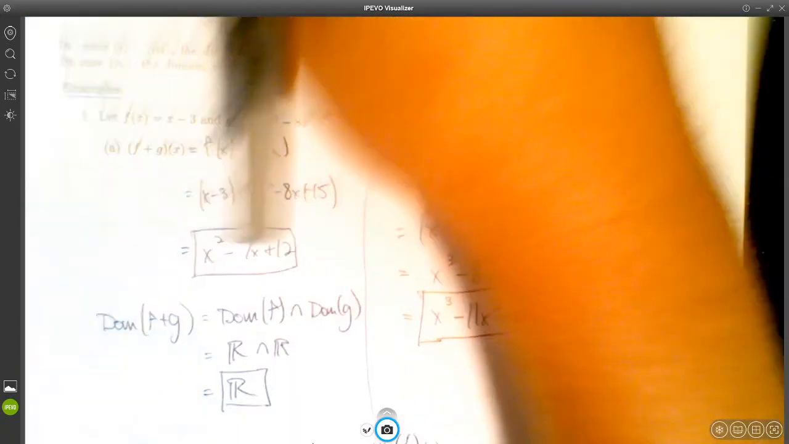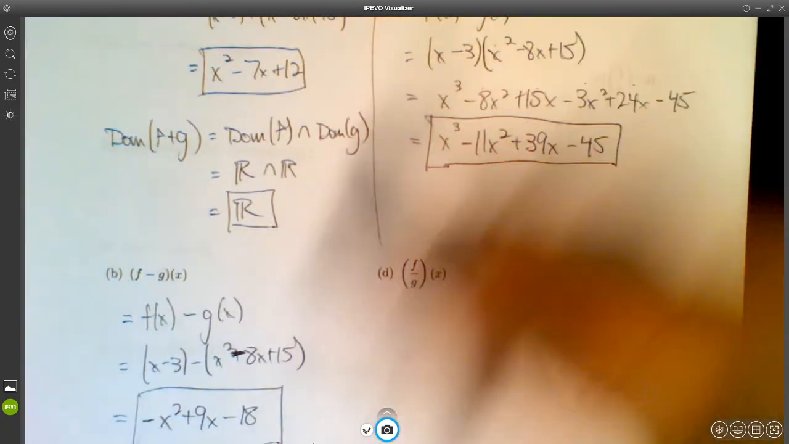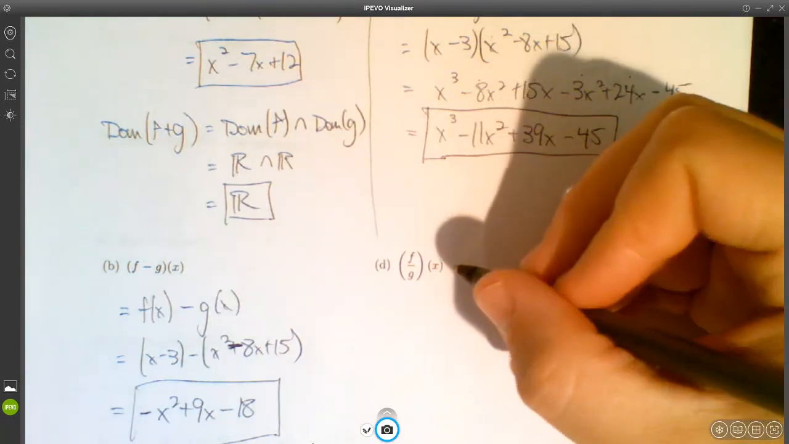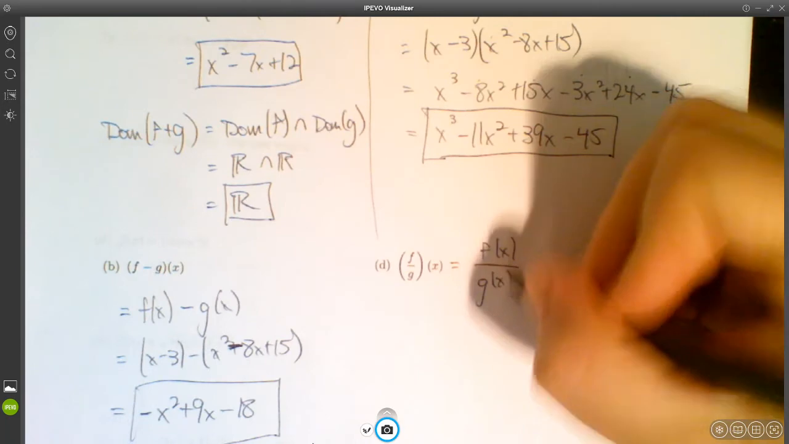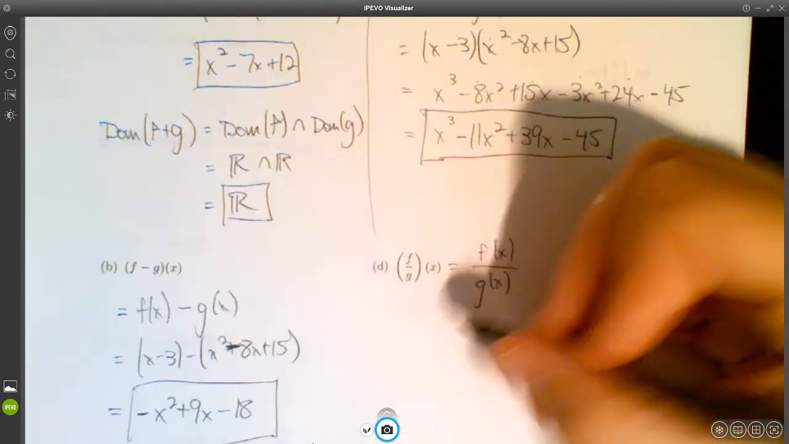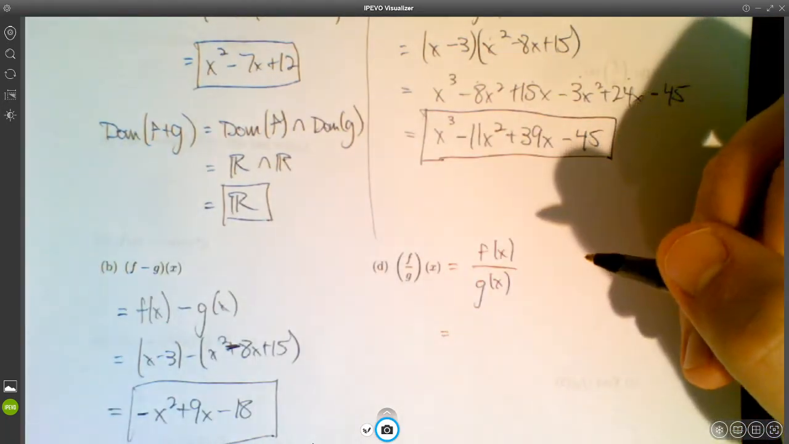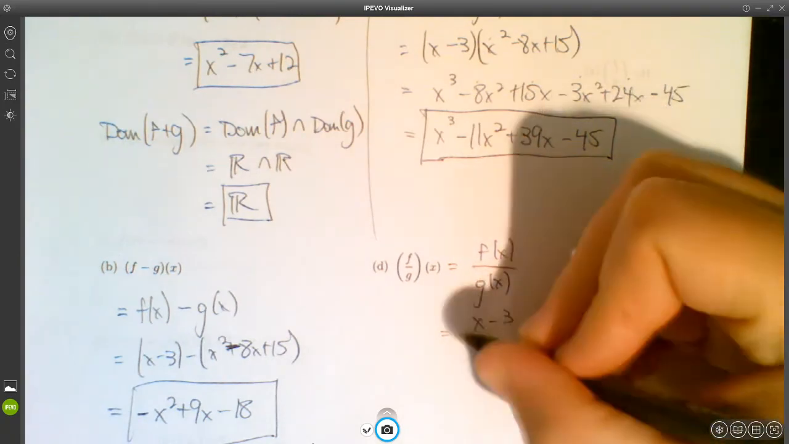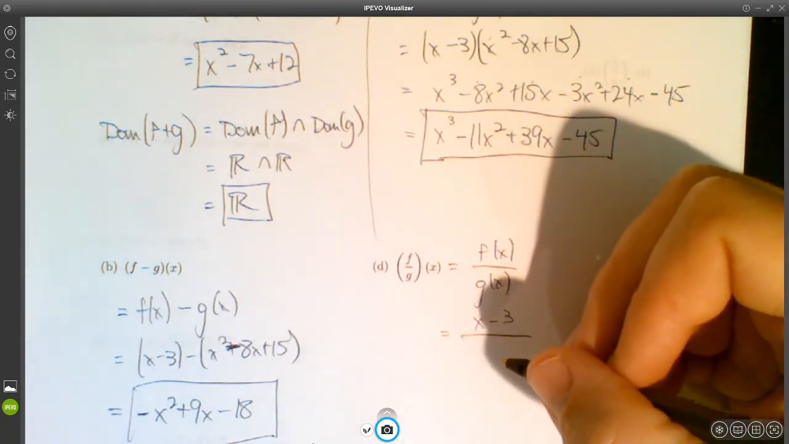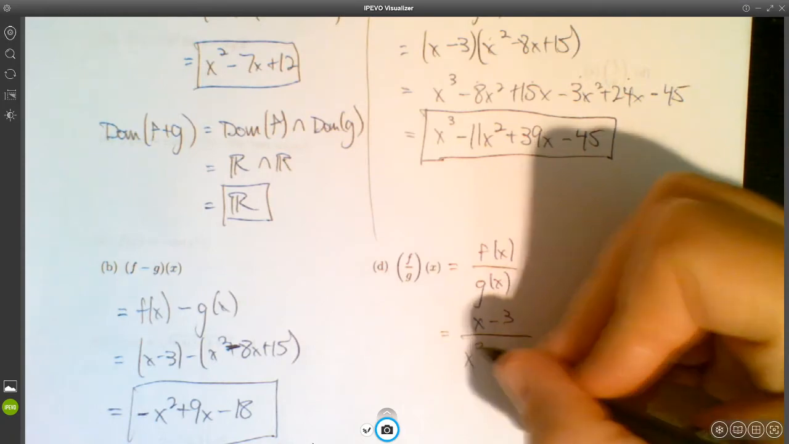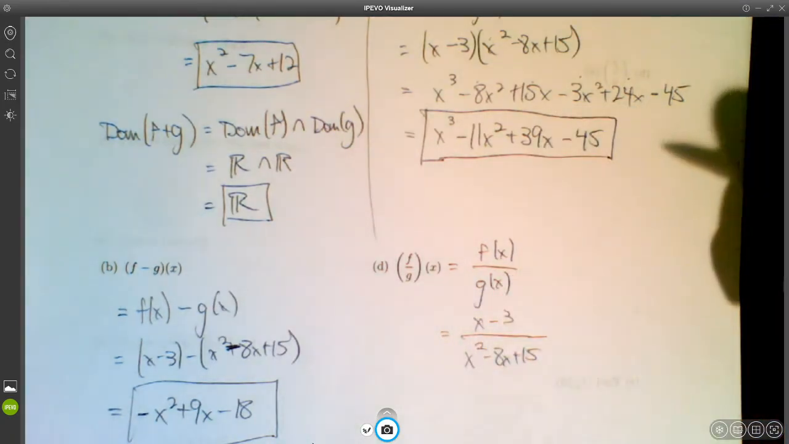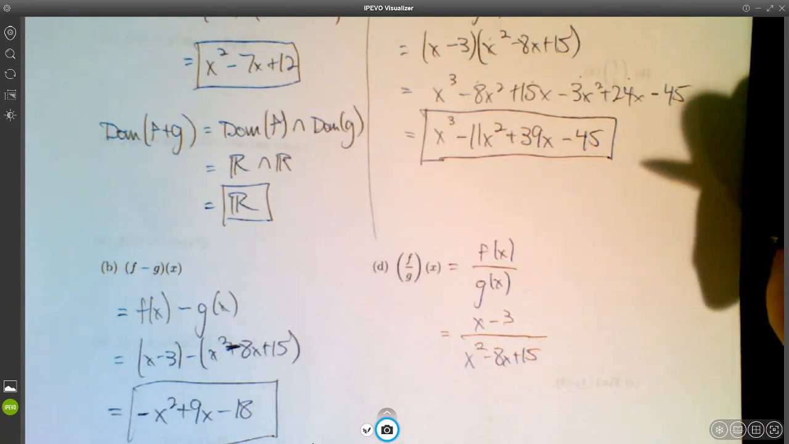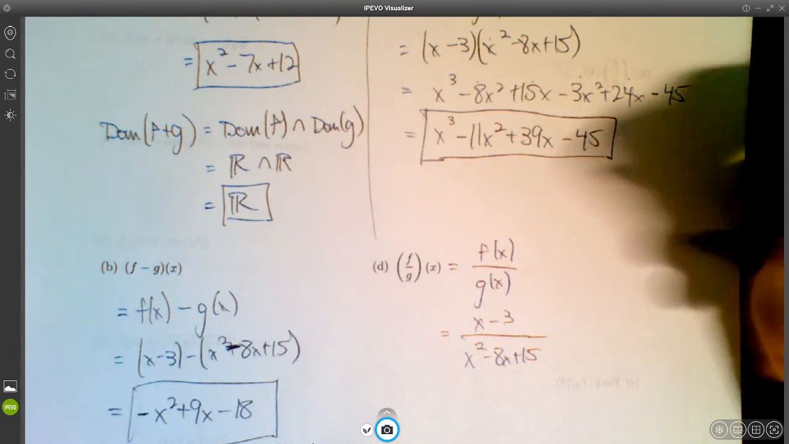What about part D? So part D is f over g of x. So by definition, this is going to be f of x over g of x. So that's x minus 3 over x squared minus 8x plus 15. Now that's it, right? That's f over g. We might be able to simplify it, though. So let's see if we can simplify this.